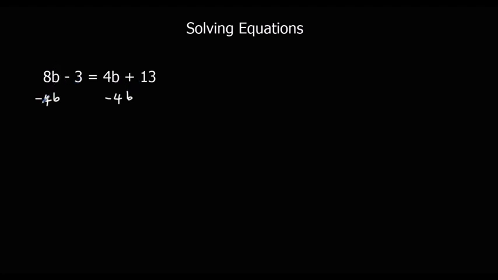So I've got 8b take away 4b, and that's 4b. Still got this minus 3 there. The 4b minus 4b on the right side cancelled out, and this is equal to 13. I want to get b by itself, so I want to get rid of this minus 3. I'm going to plus 3 to both sides of the equation. So on the left I've got 4b, and on the right I've got 16. I've got 4b equals 16. I'm going to divide by 4 to find out what 1b is, and b is 4.